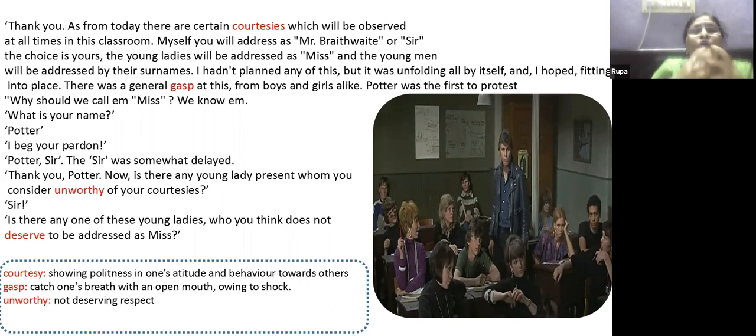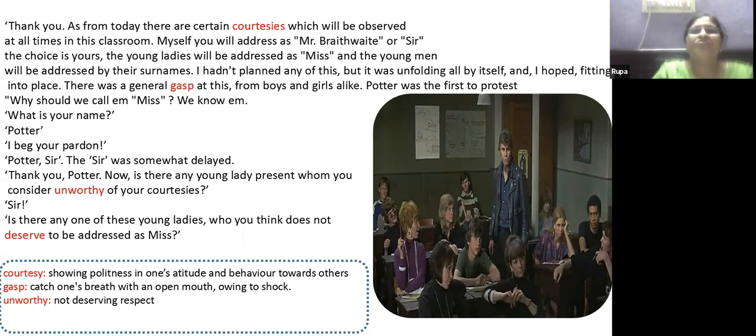How? And open your mouth. This is how you react when you're showing shock, when you're showing your surprise. So everybody is shocked because they are not used to this way of addressing each other. Now, one of the students is coming to protest. Now, who is that? We'll see.